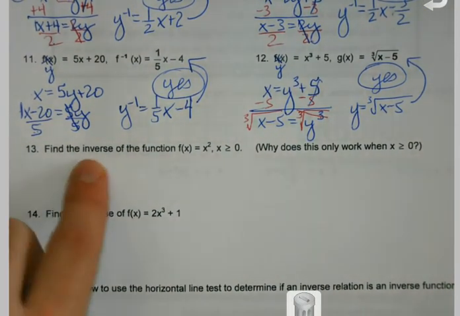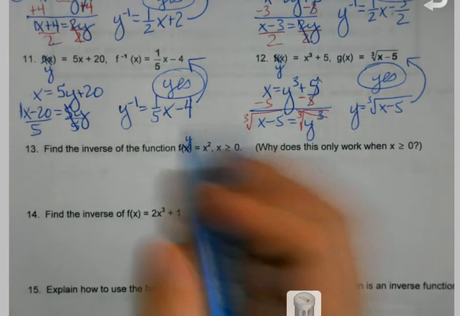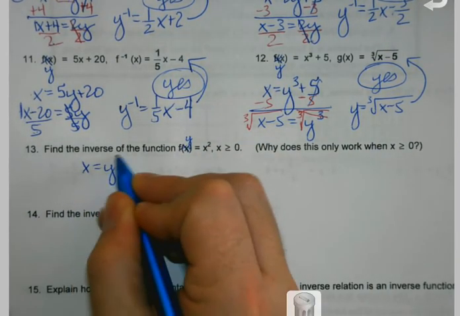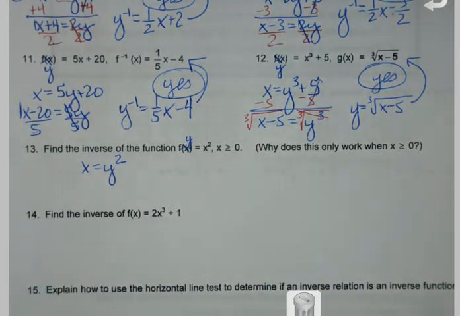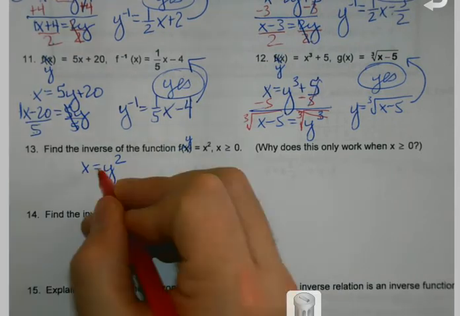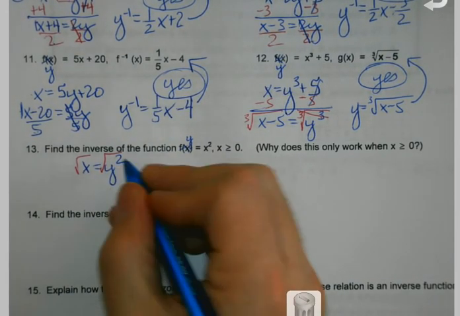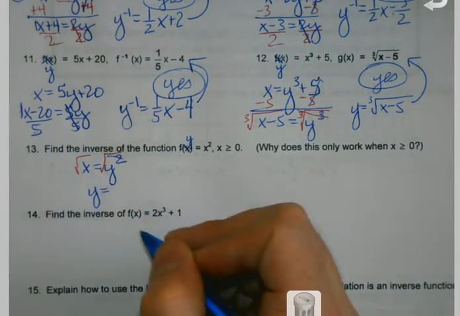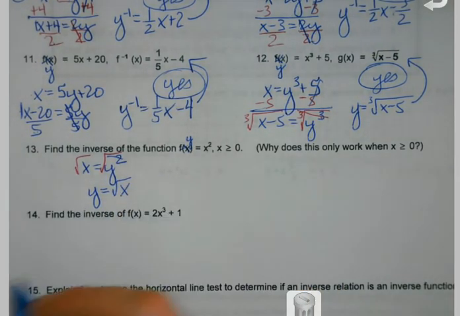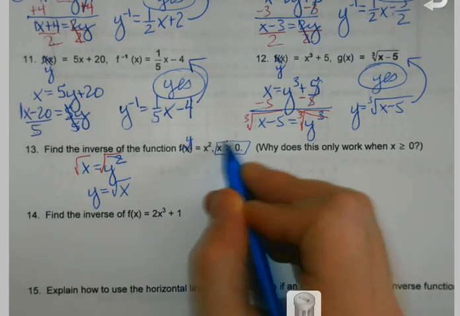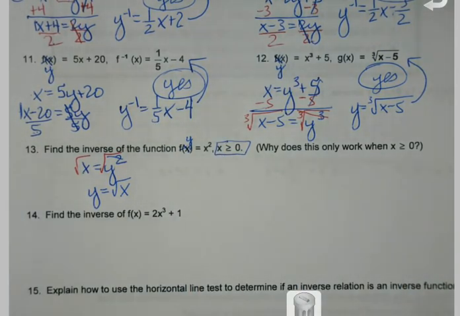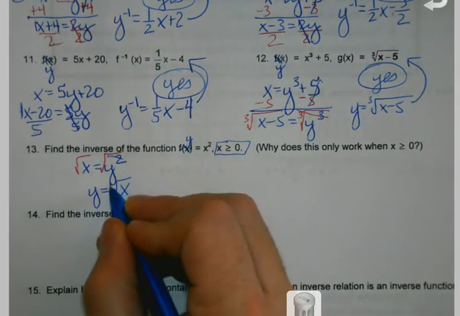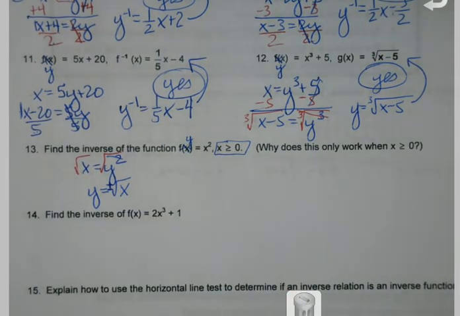Find the inverse of the function. Okay, got this. X equals y squared. What's my one step to get y alone in this one? Square root it. Now, here's where I've got to watch it a little bit. Because I look at this and I'm like, okay, why does this only work when x, ooh, plus minus, bad. Why does this only work when x is greater than or equal to 0?